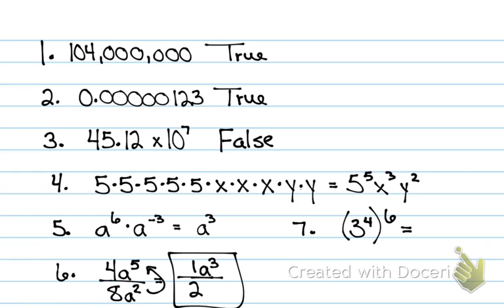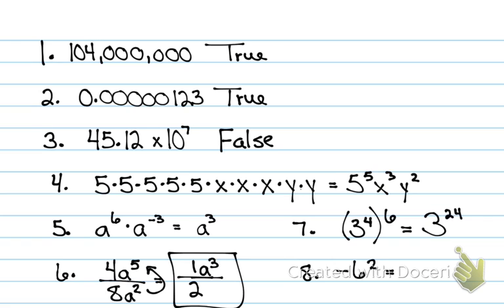All right, now let's do this problem, number 7. Go ahead and try to simplify it. I raise a power to a power. What am I doing? Multiplying. So 3 to the 24th power.